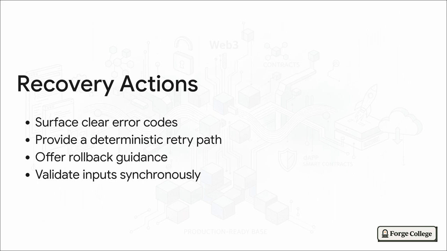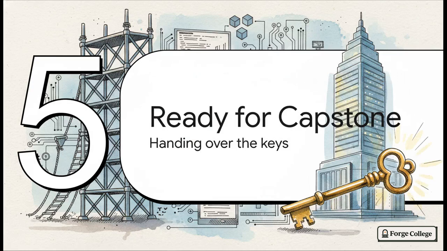Third, you need to offer rollback guidance for partial failures, so people aren't left stranded with half an operation completed. And lastly, you must validate inputs synchronously before signing just to catch bad data early on. Setting this up guides your user toward a safe recovery path, instead of just throwing a terrifying unhandled exception on their screen.